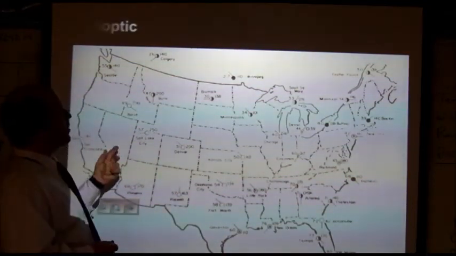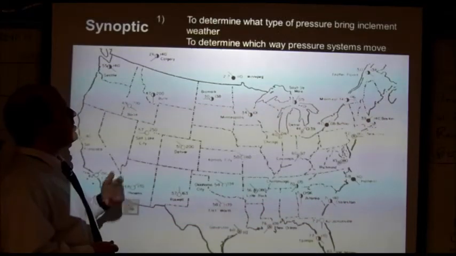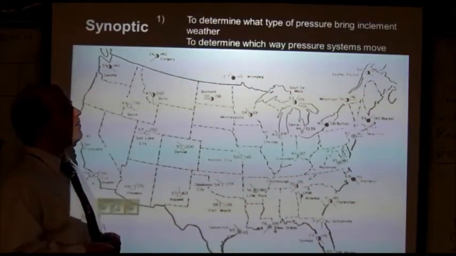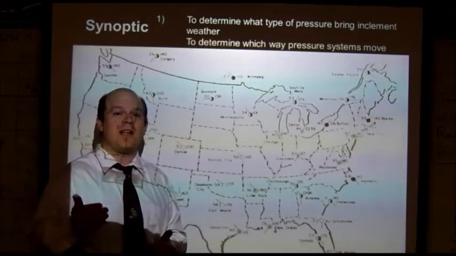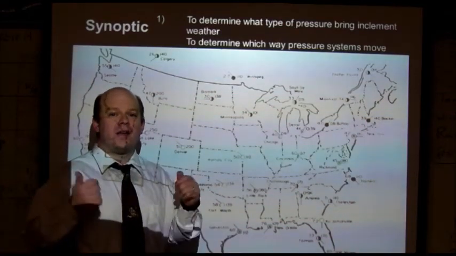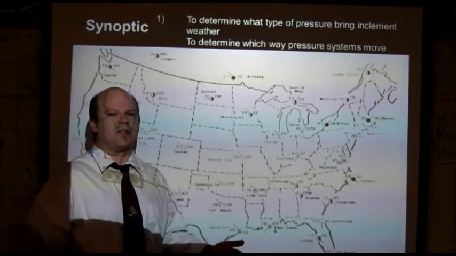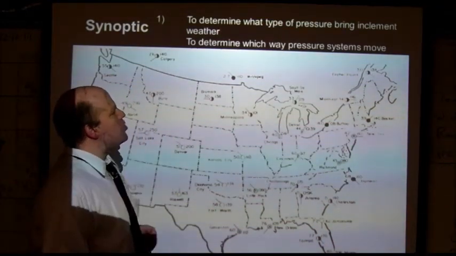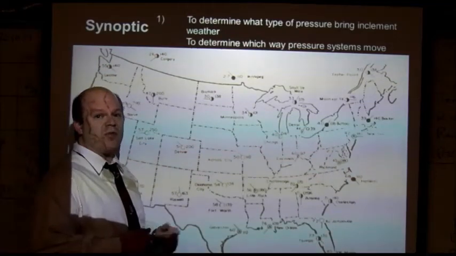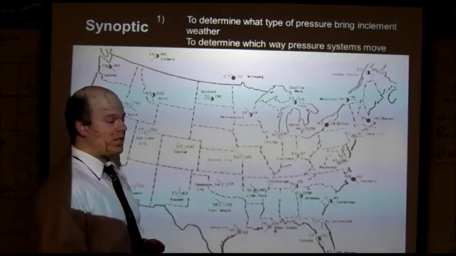First thing is, the purpose of the synoptic weather map is to determine the pressure systems which bring inclement weather. Inclement is a bigger word. Inclement means stormy weather. Okay? Weather that brings action, excitement, or moisture from the sky. Okay? Determine which way all pressure systems move. Another one. So there's two purposes to this lab.